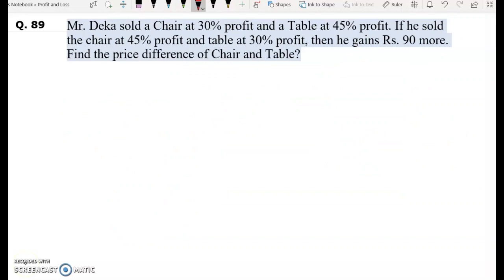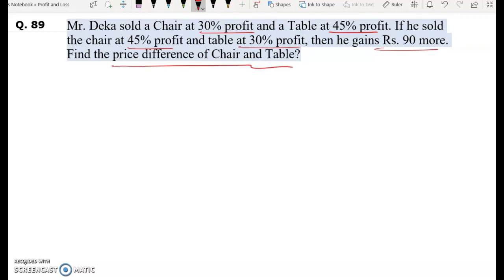Question number 89. Mr. Deka sold a chair at 30% profit and a table at 45% profit. If he sold the chair at 45% profit and table at 30% profit, then he gains rupees 90 more. Find the price difference of chair and table.